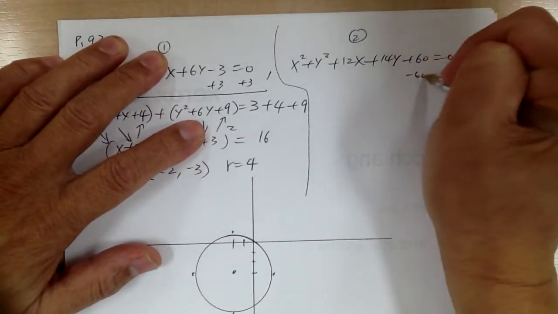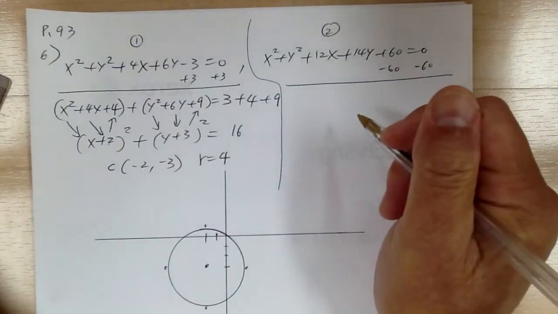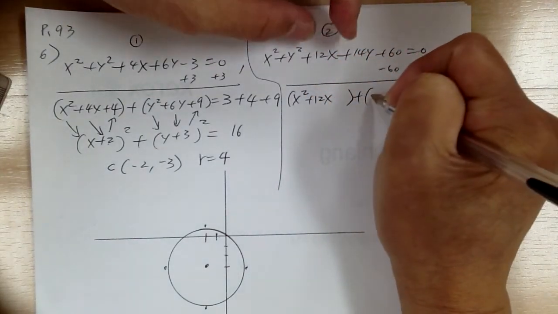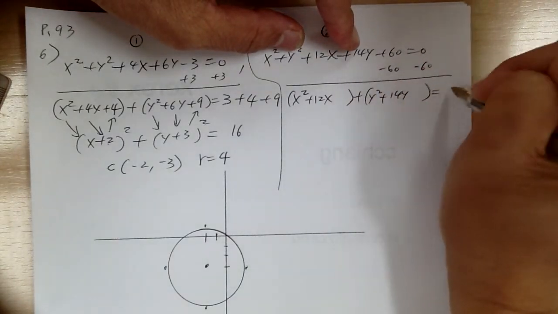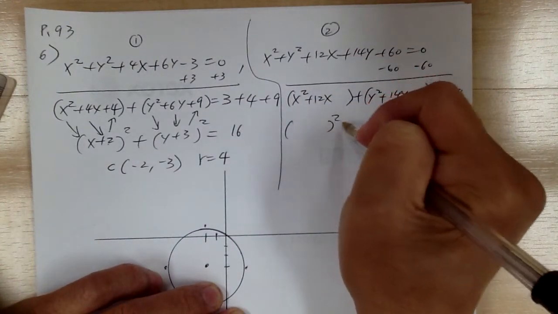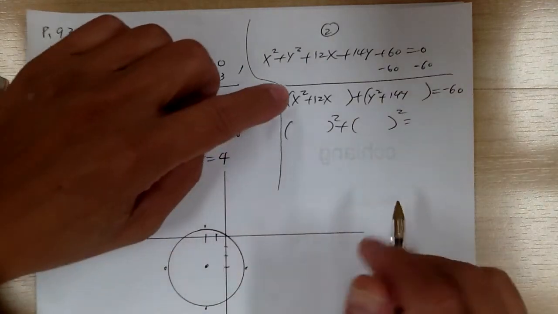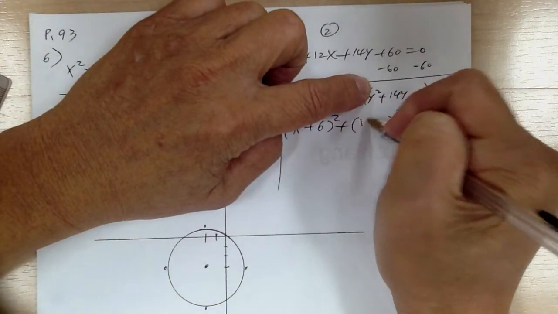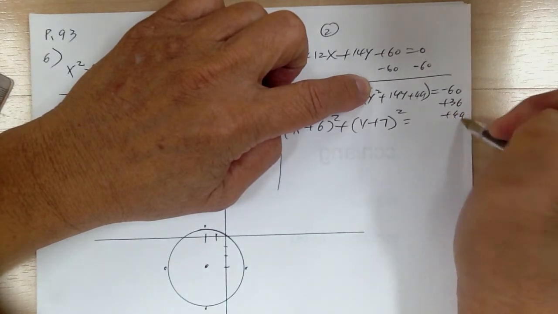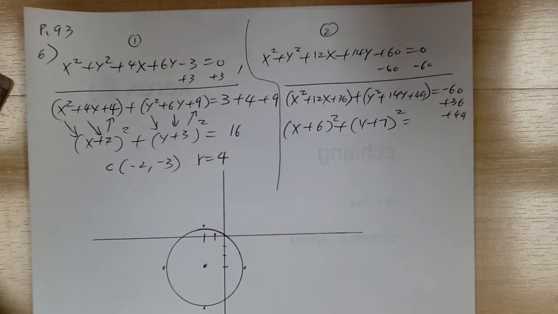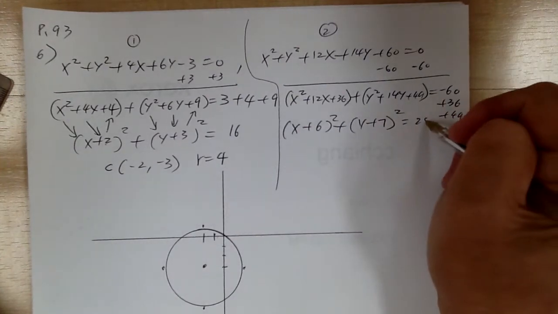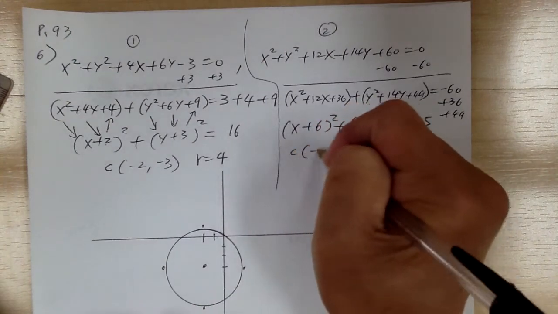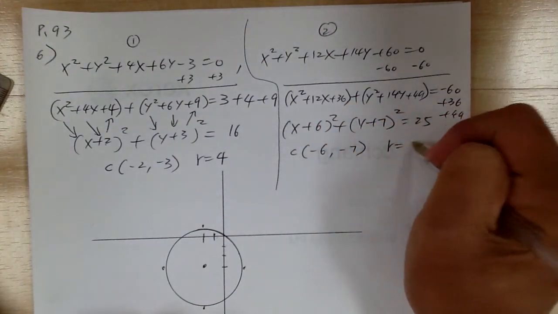Okay, for this one, do the same thing, minus 60 on both sides, and collect your terms. So you're gonna get x squared plus 12x, and you got y squared plus 14y equal to -60. So get your perfect square. Okay, so this one you're going to get x plus 6, so it'd be plus 36, plus 36. This one you're going to get y plus 7, so it'd be plus 49, plus 49. And so you can get your calculator, so you get 25. And so you're going to get center, it's going to be a -6, -7, and radius equal to 5.